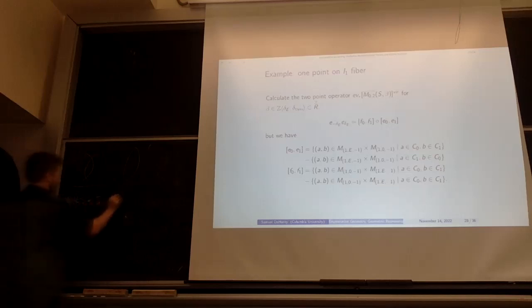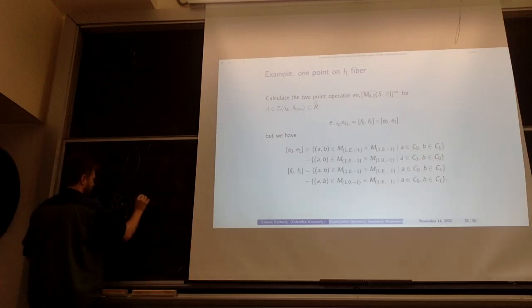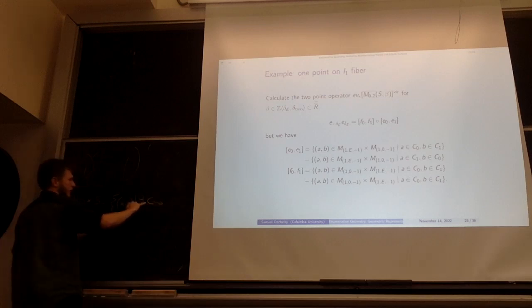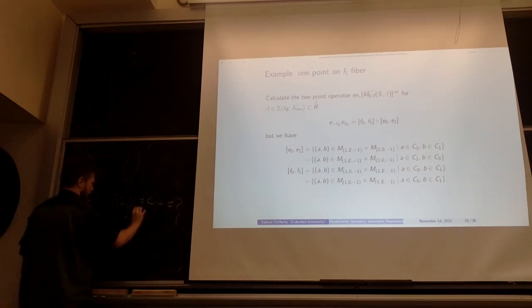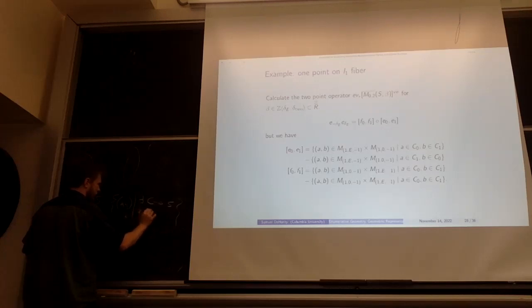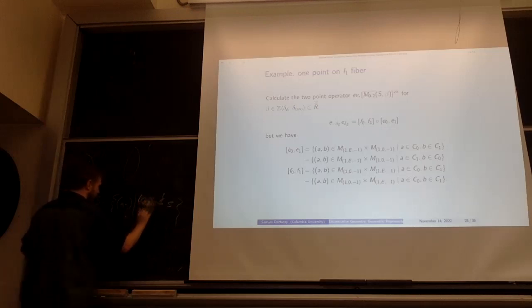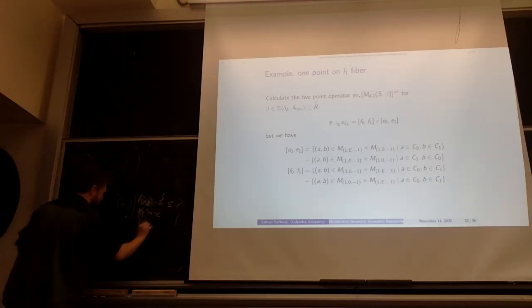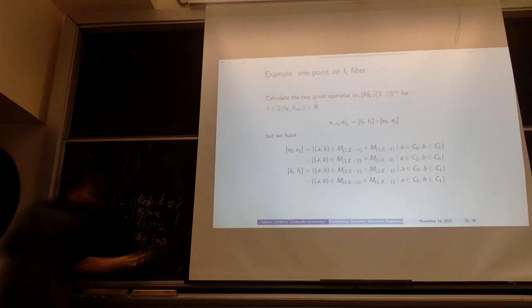Which consists of points x and y, such that there exists a rational curve, which might be a chain of P1s, mapping to S, so here we have F, and we have C, X, and Y, such that C has points P1, P2, F of P1 is equal to X, F of P2 is equal to Y, and then the degree of F is equal to a class beta.